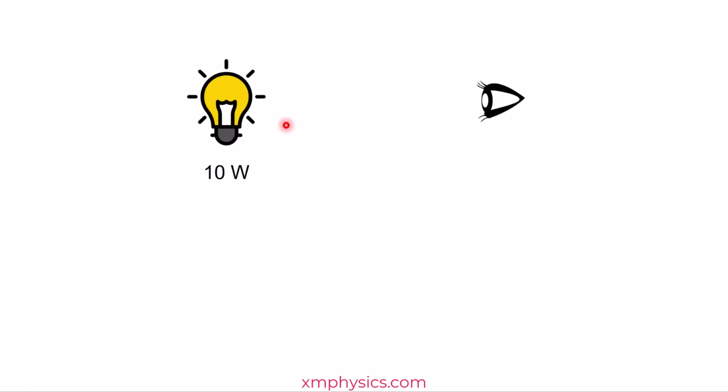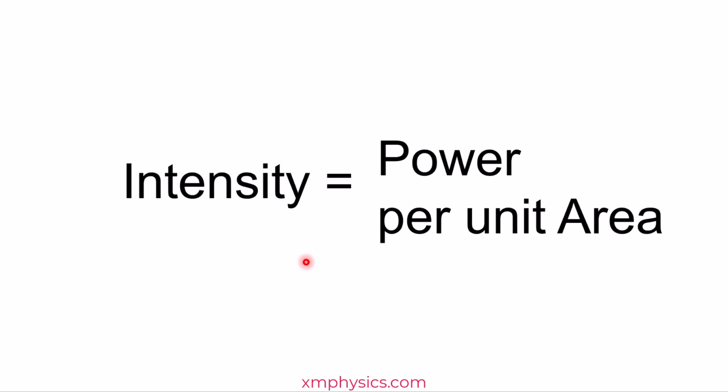Now let me ask you a question. Would you rather be staring into a 10-watt light bulb, or would you rather be staring into a 1 milliwatt laser beam? This is probably safer, right? The laser beam feels a lot more dangerous intuitively. But why? To answer this question, we must have the concept of intensity, which is power per unit area.